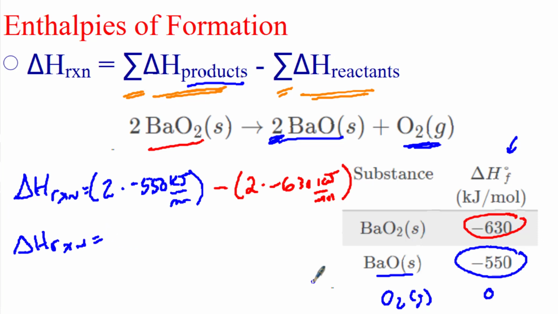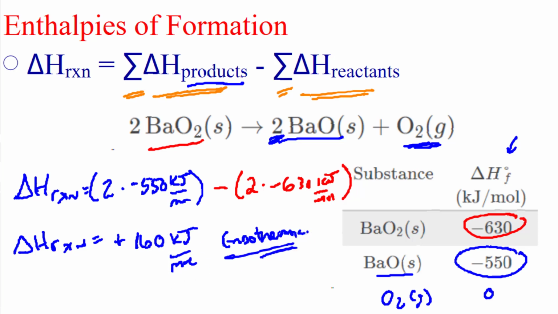So what are we going to do in our calculator? We're going to do parentheses 2 times negative 550, subtract in parentheses 2 times negative 630, and as long as you set this up correctly, we will always get the correct answer. We end up getting positive 160 kilojoules per mole, which means this reaction is an endothermic reaction. It's an endothermic reaction because the enthalpy is positive 160 there.